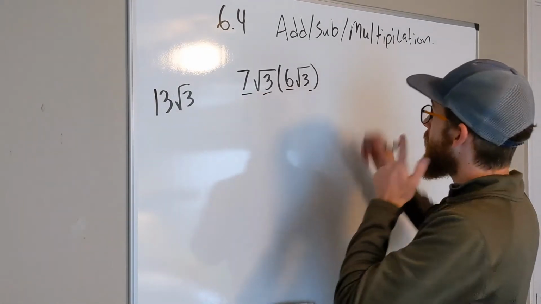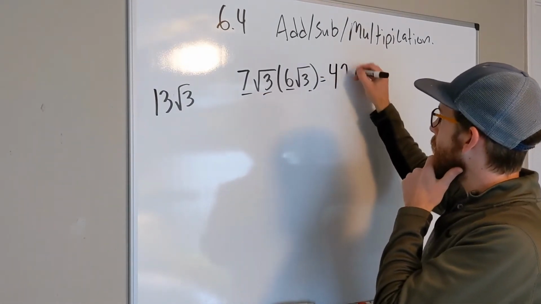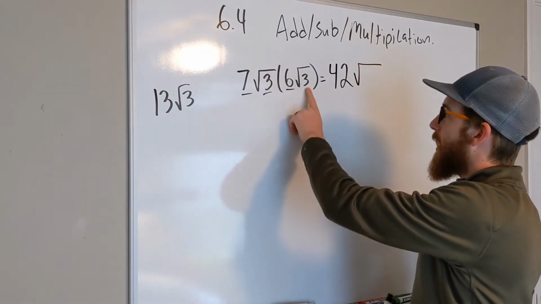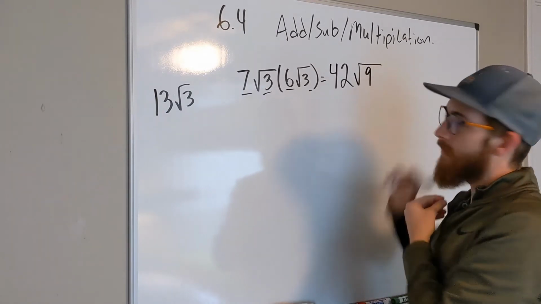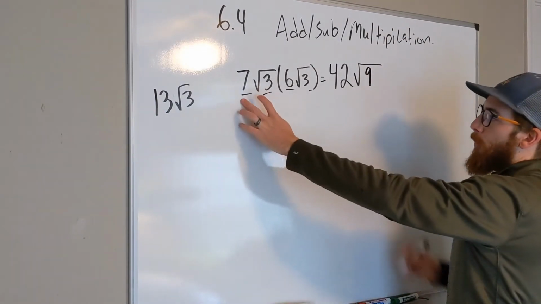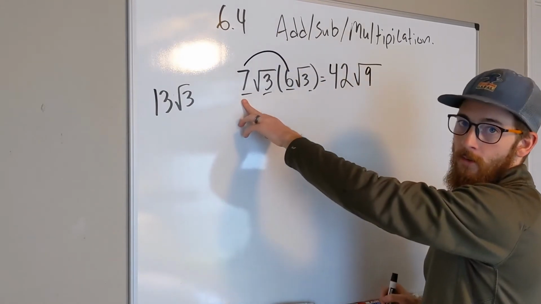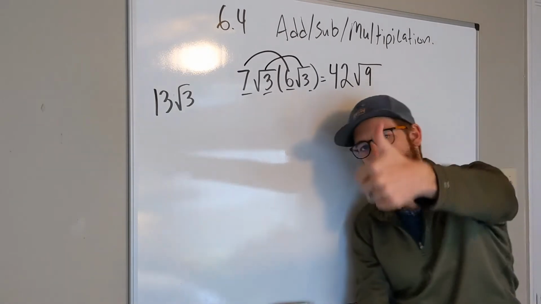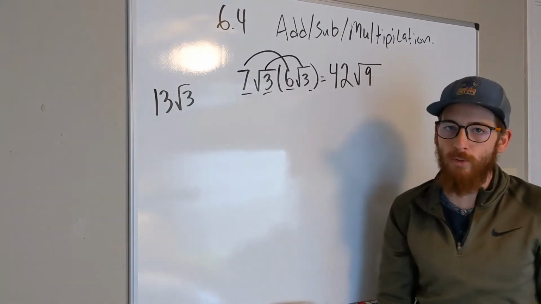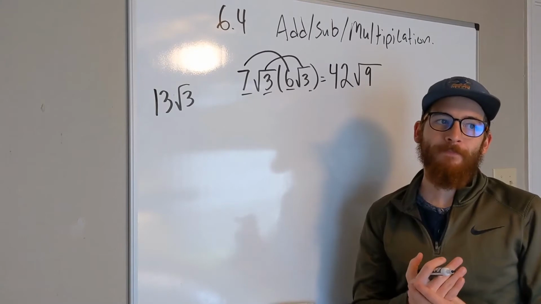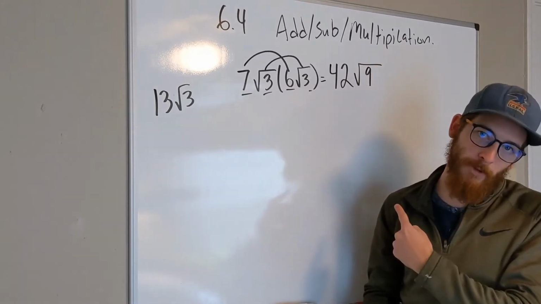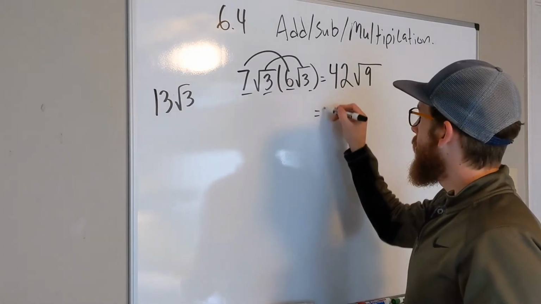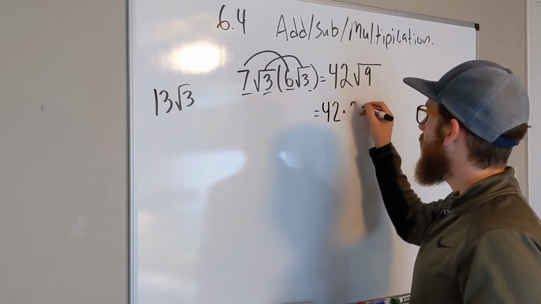7 times 6 is 42. Now we have the square root of 3 times 3. Well, what's 3 times 3? That's 9. So we multiplied the numbers first, then we multiplied the inside pieces of the root second. So first numbers, second inside pieces of the root. Now, we're not done with this problem though, because what's the square root of 9? 3. So 42 times 3.